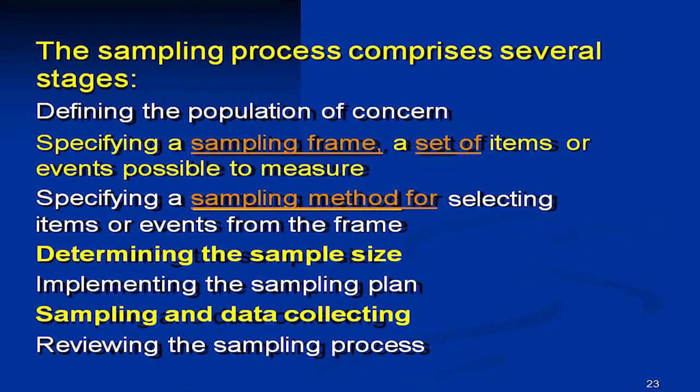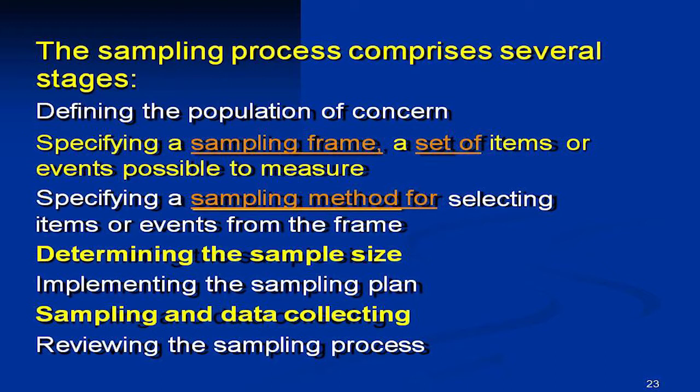Then specifying the sampling method for selecting items or events from the frame, that is, which sampling method you are going to use. Then determine the sample size required. Then implement the sampling plan, and once the sampling plan is implemented, the next step is data collection and reviewing the sampling process. So, these things are very important.